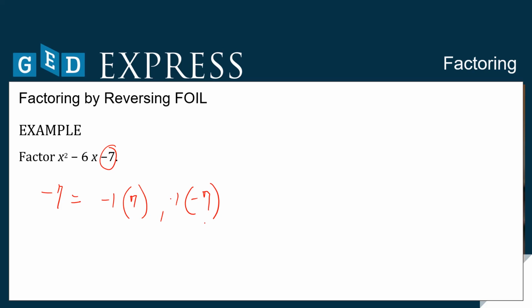Now, which pair of factors adds up to the x term? The x term is minus 6. Okay, so the pair of factors that add up to minus 6 is 1 and minus 7. Then, let's use this pair of factors to write the two binomials whose product is x squared minus 6x minus 7.